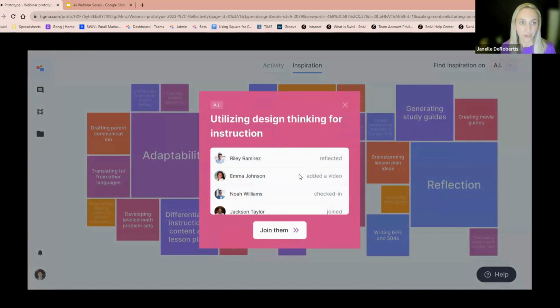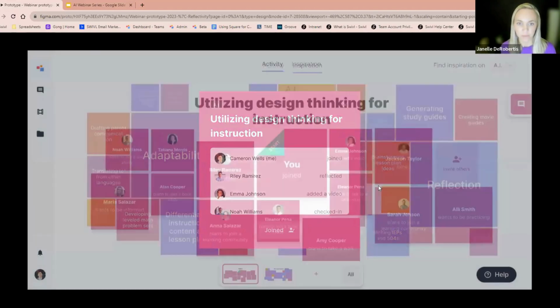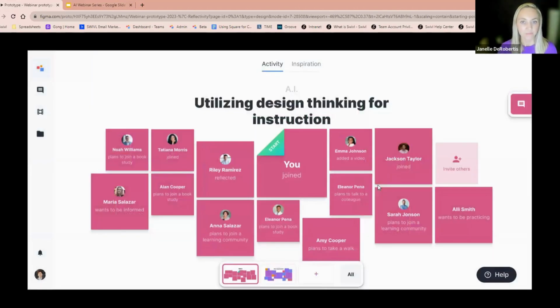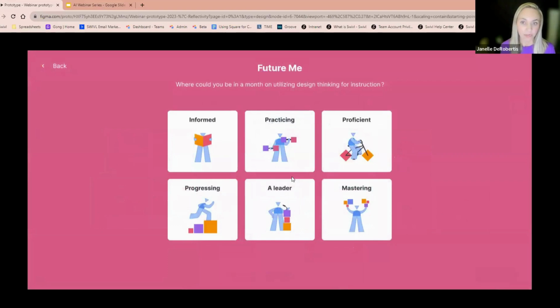When you click in, you can see all the other colleagues that are working on it. And so I would like to join them. And then I'm brought into the activity page where, again, I can take a look and see the community that is working on this skill as well, how they're updating their work. I can invite others to join into this community. And then I'm going to go ahead and start my activity on how I'm going to utilize design thinking for instruction. And it starts you off by thinking into the future.